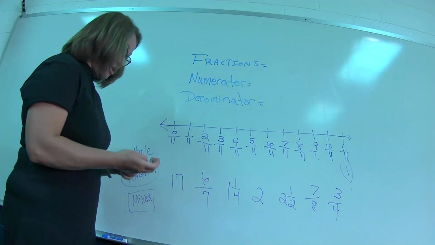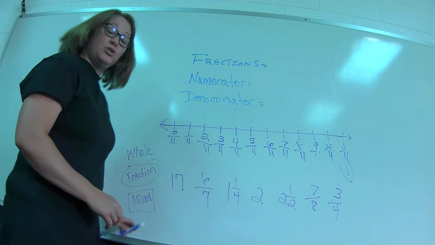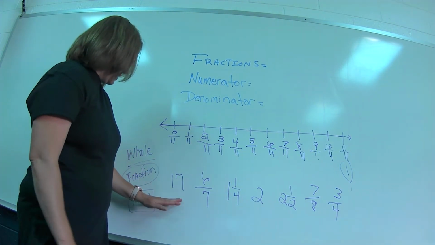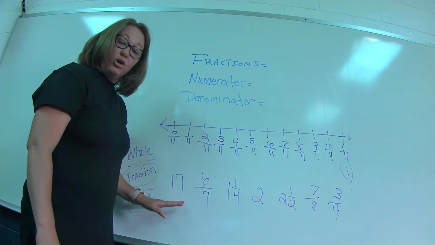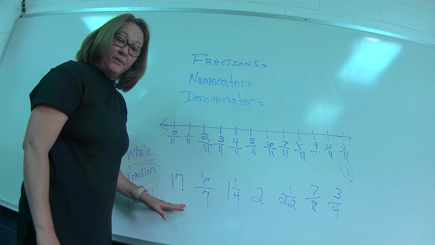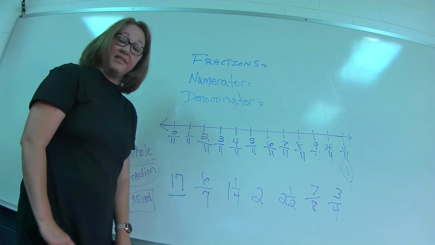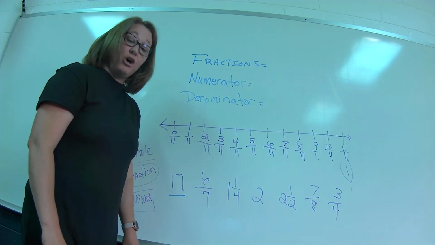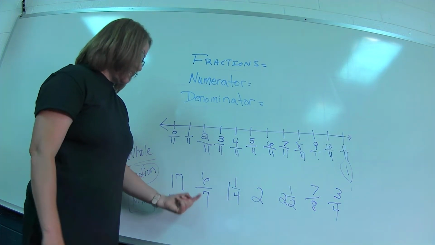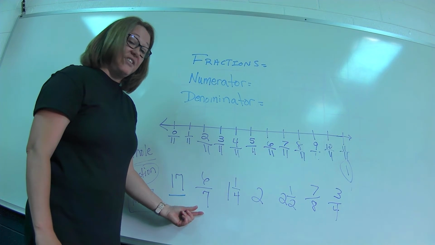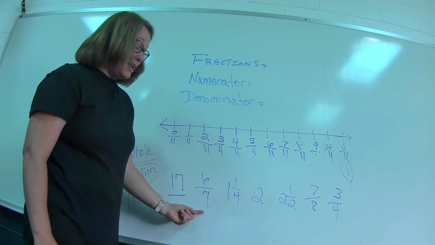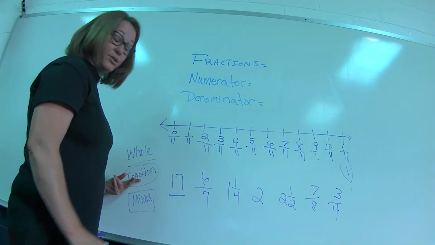Alright, so if you were to start with 17, what would we do? Would we underline it? Would we circle it? Or would we put a box around it? That's correct. Why would we underline it? Why do we underline the 17? Because it's a whole number. Alright, we have 6/7, and 6/7 is a fraction, so we are going to put a circle around it.